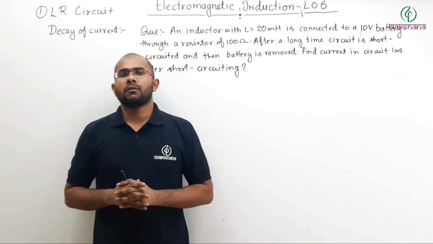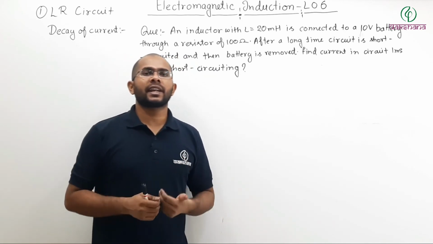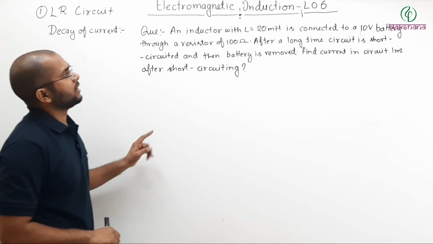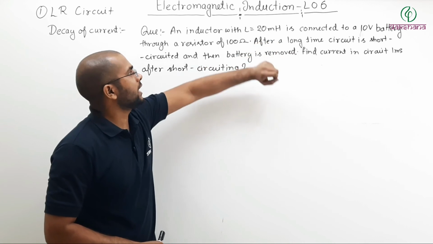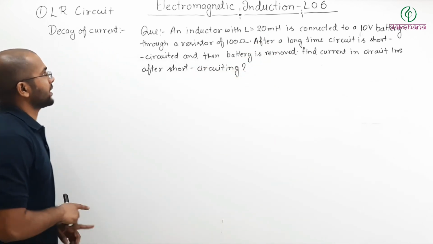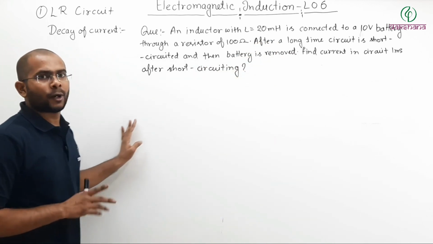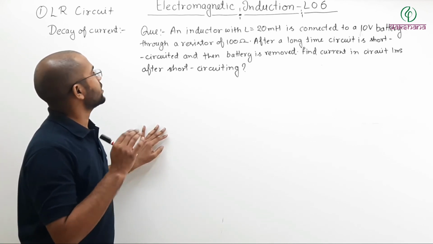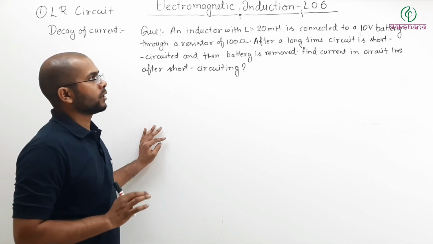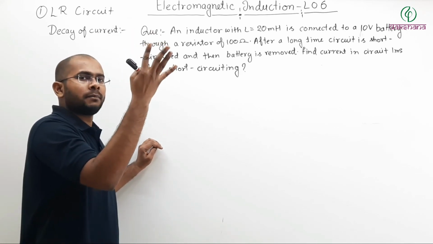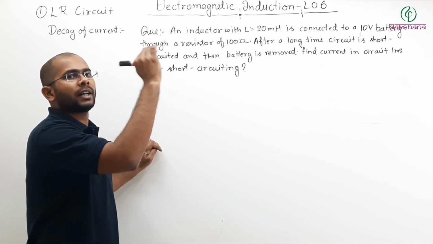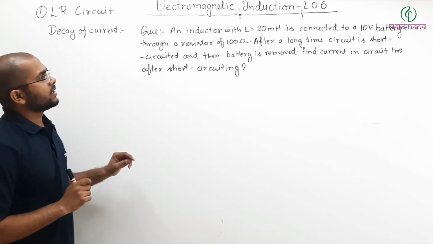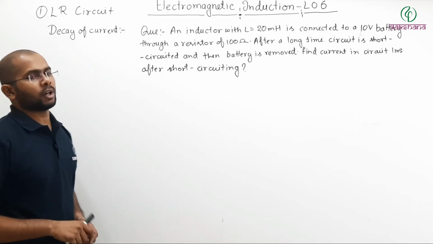So now let us solve a very easy question based on decay of current in an LR circuit. The question is: an inductor with inductance L of 20 millihenry is connected to a 10 volt battery through a resistor of 100 ohm. After a long time, the circuit is short circuited and the battery is removed. What is the meaning of after a long time? Meaning that current has already reached its maximum value. Find the current in the circuit 1 millisecond after the short circuiting.